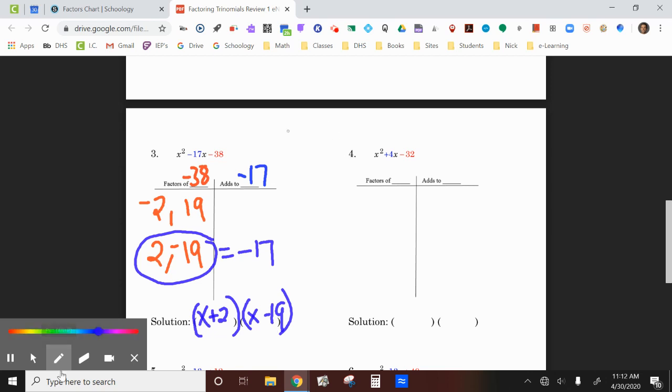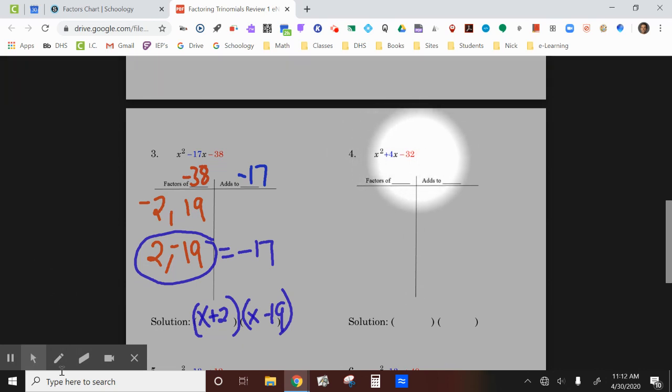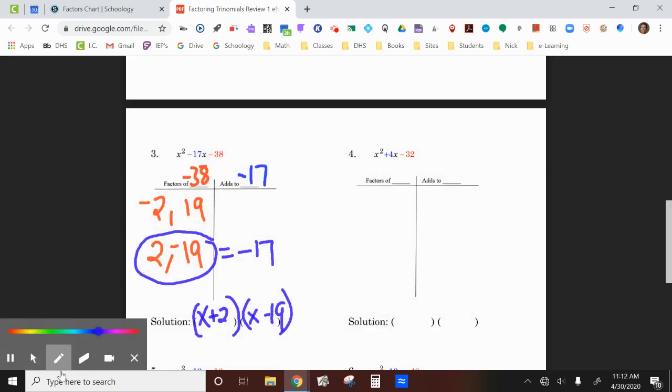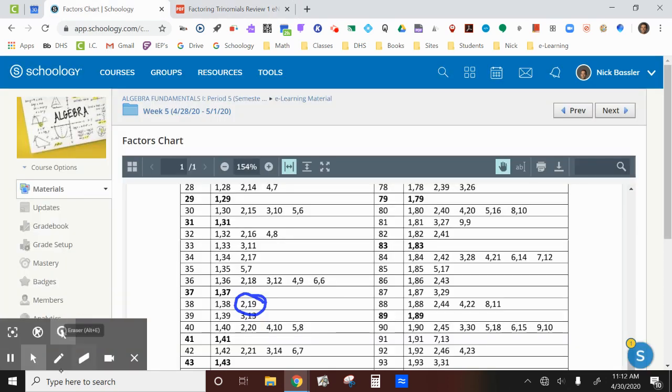All right, and our next example here, we have x squared plus 4x minus 32. So again, I've got to find factors of negative 32 that add to a positive 4. All right, so again, I'm going to reference this factors chart. I'm going to find that number 32, which is right here.